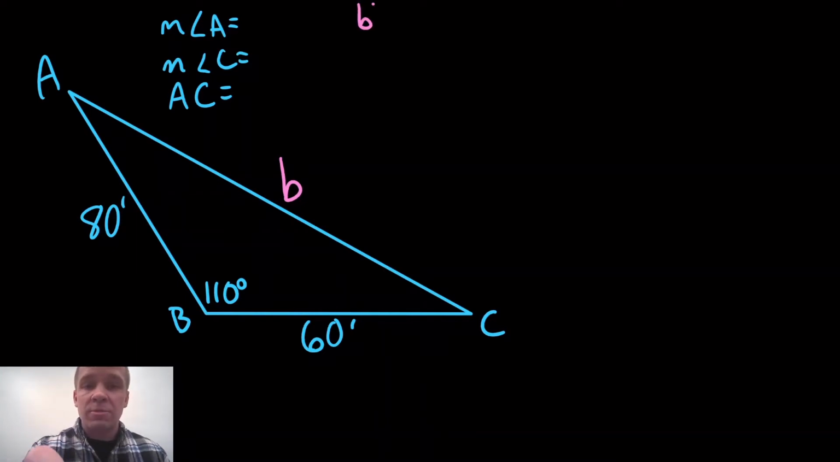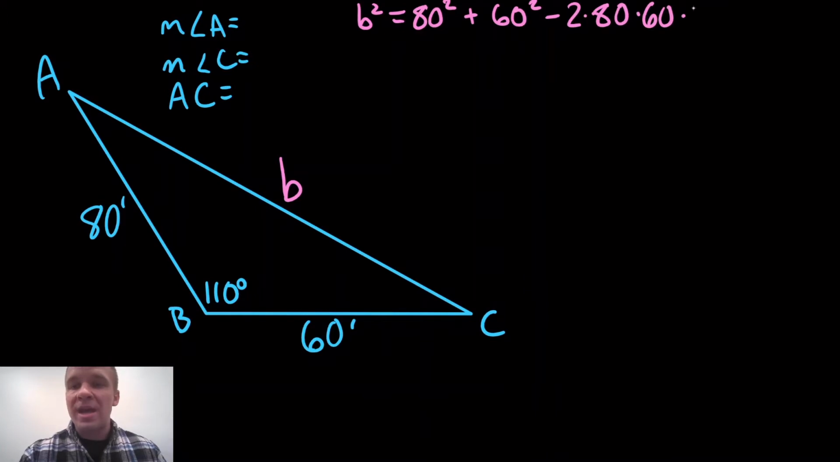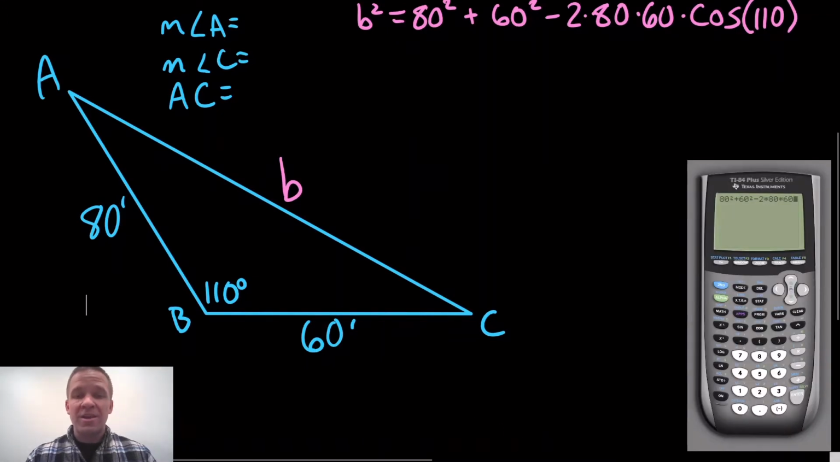So it's going to be b squared equals my side, 80 squared, plus the other side, 60 squared, minus 2 times that first side, there's our multiplication, times that second side, and then times cosine of the included angle, that 110 degrees. So we're going to go ahead and plug that entire right-hand side into our TI-84 plus graphing calculator. As you see, I've already started to do here, and then I'm going to have a cosine of 110 degrees. All right, and we should get a big old number here.